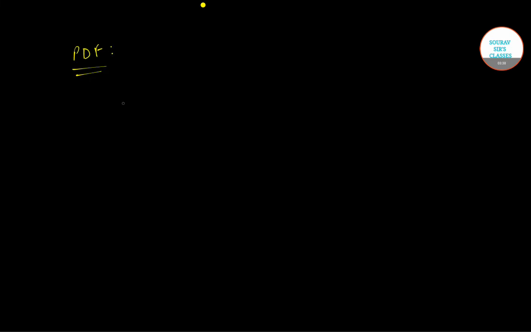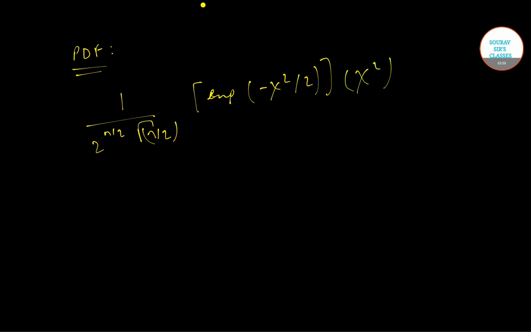So the PDF is 1 by 2 to the power n by 2 gamma of n by 2 into exponential minus chi-square by 2 into chi-square to the power n by 2 minus 1. For a variable following chi-square with n degrees of freedom, the mean is equal to n and variance is equal to 2n.